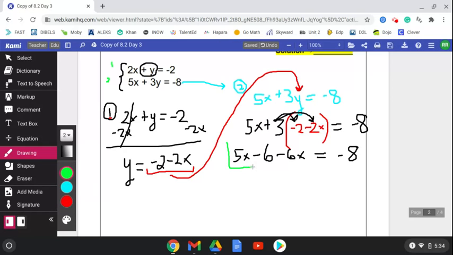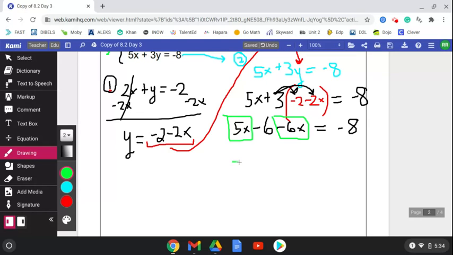I have a 5x and a negative 6x. 5x and negative 6x is negative 1x. I bring the negative 6 down. I bring the equal sign down. I bring the negative 8 down.